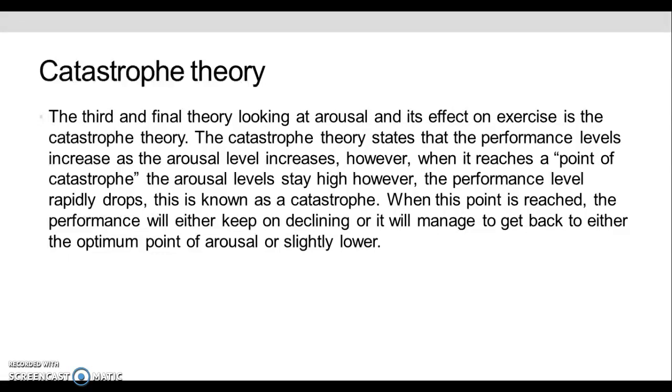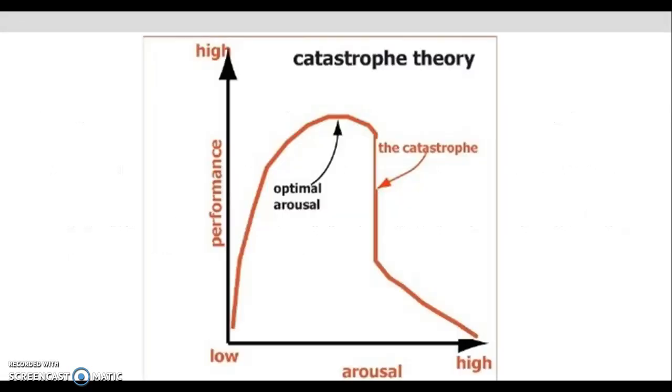The catastrophe theory states that the performance levels increase as the arousal levels increase. However, when it reaches a point of catastrophe, the arousal levels stay high. However, the performance levels rapidly drop. This is known as a catastrophe. When this point is reached, the performance will either keep on declining or it will manage to get back to either the optimum point of arousal or slightly lower. Here is a diagram of the catastrophe theory.